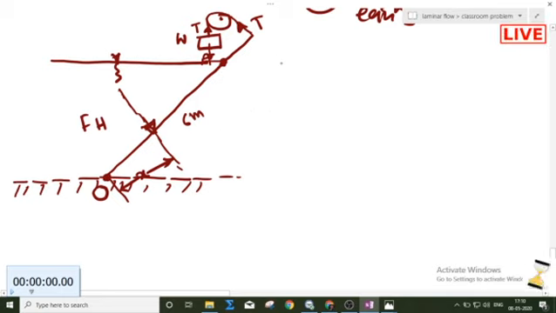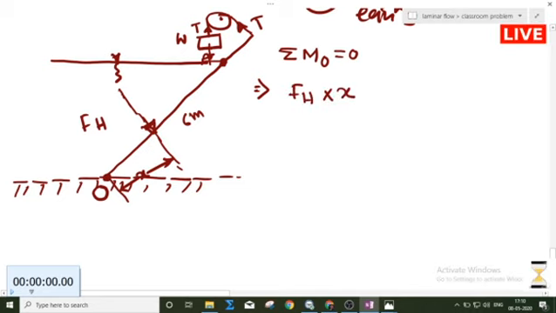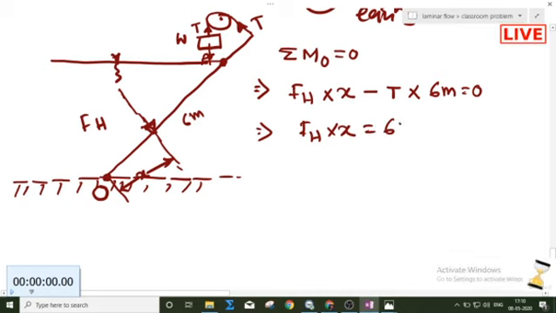So now I can write down the moment equilibrium equation about this point equal to 0 for the equilibrium condition. This hydrostatic force will create a clockwise moment about this point O. So hydrostatic force into x, positive clockwise, minus tensile force into 6 meter equals 0. So hydrostatic force into x will be equal to 6 into T.